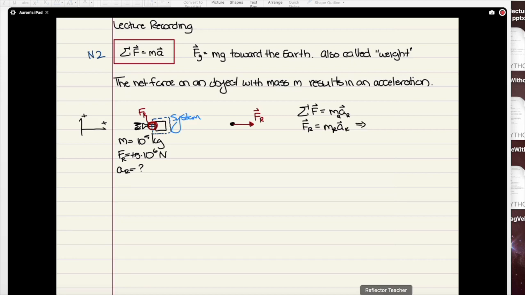This really is a 1D problem. If you look, there's only one force and it's pointing in a particular direction. So you can think that this is really just a 1D problem, where there's motion either to the left or to the right. So I could get rid of the subscripts if I wanted to.